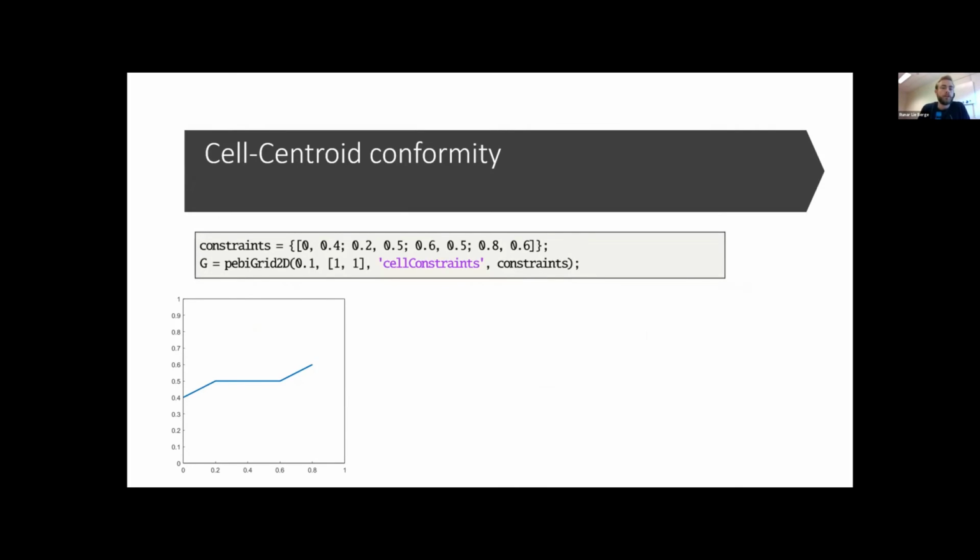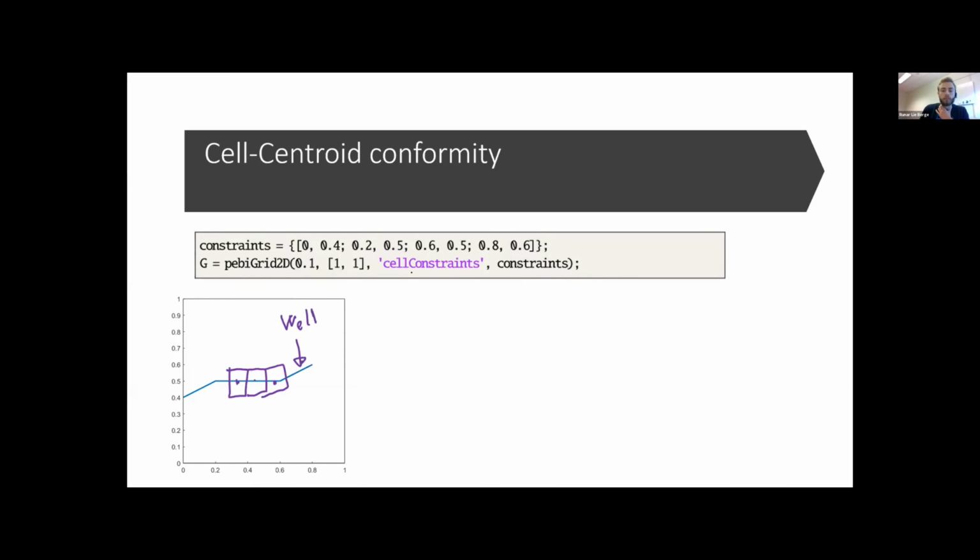So the second feature I wanted to talk about was the cell-centroid conformity feature in the UPR module. Basically, in most cases you want that if this is a well. So you have some well in your domain and you have some cells where you want the cell center to align to these constraints. So we want to create cells here where the cell centers of each of these cells align with our constraints.